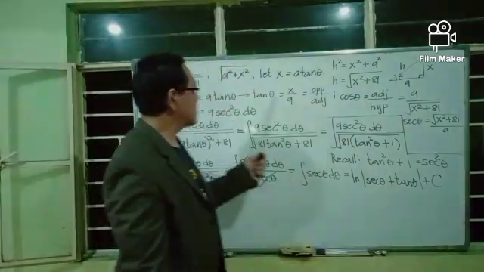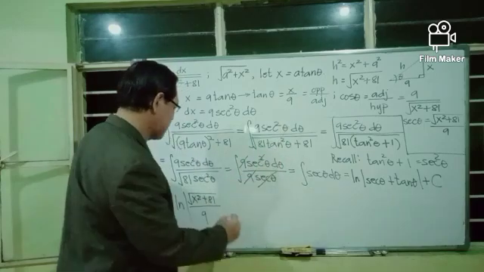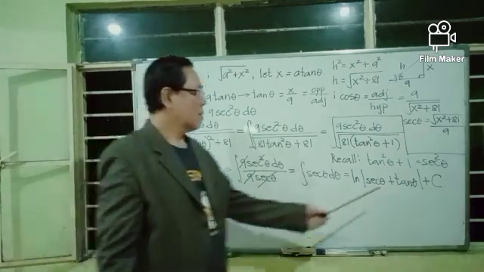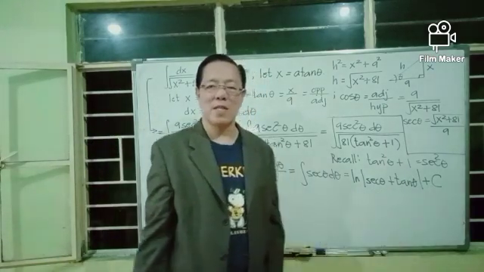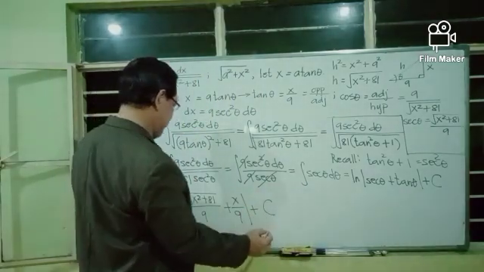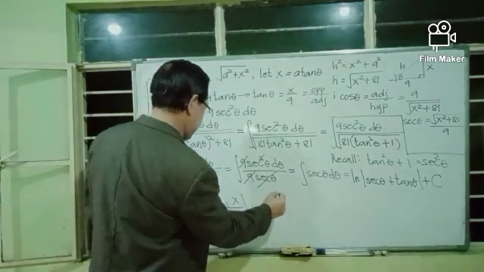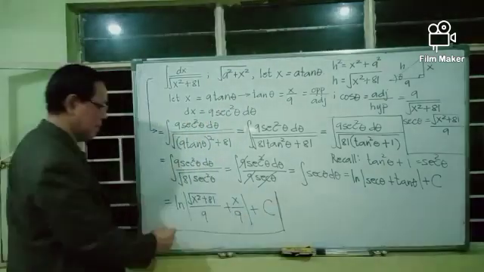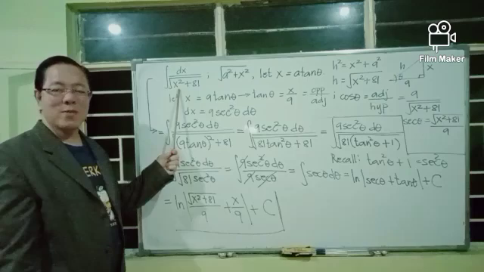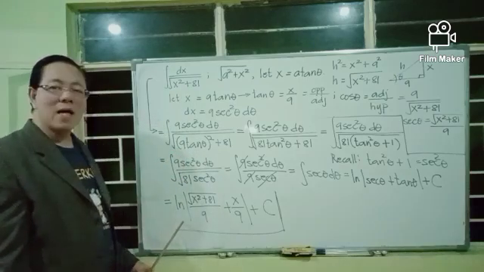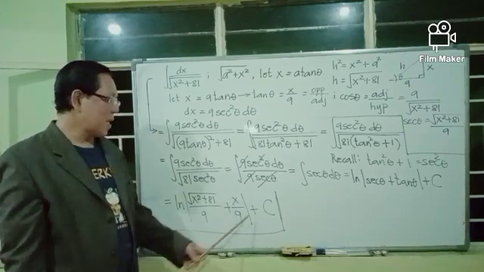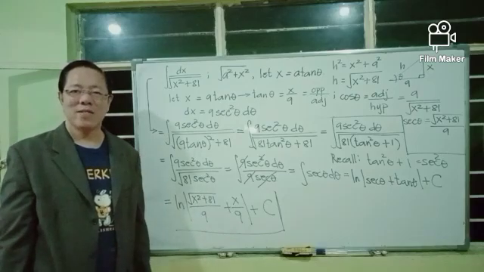Plus tangent theta. Tangent theta is equal to x over 9, plus C, the constant of integration. Therefore, the integral of dx over square root of x squared plus 81 is equal to ln of square root of x squared plus 81 over 9 plus x over 9 plus c, the constant of integration.